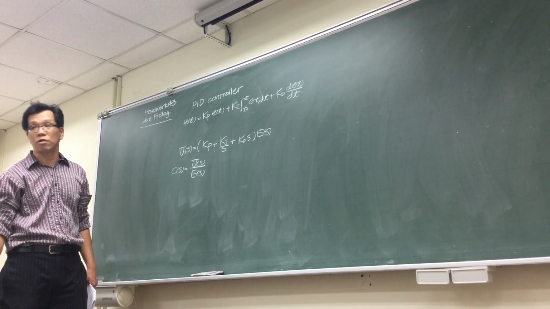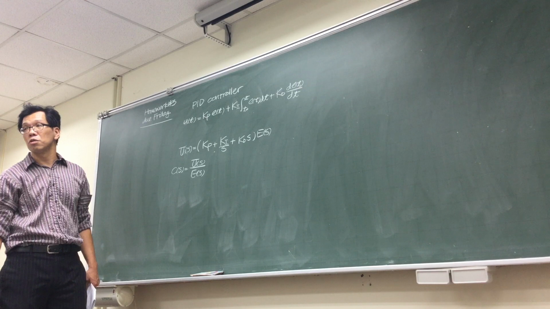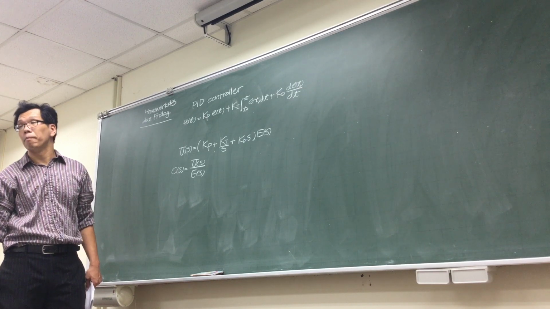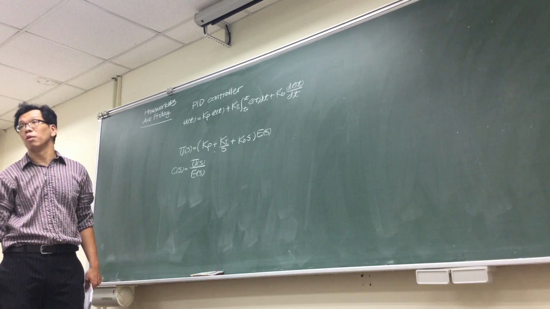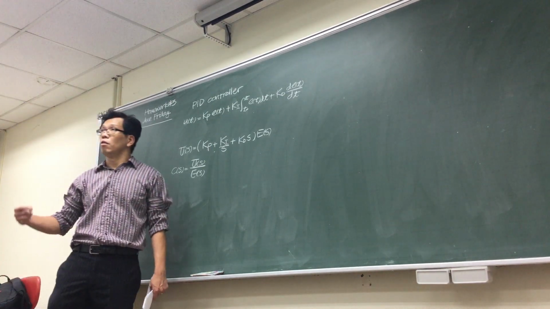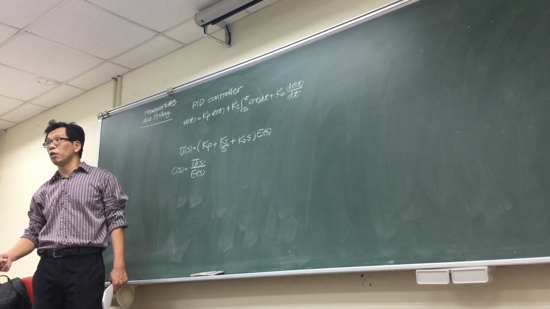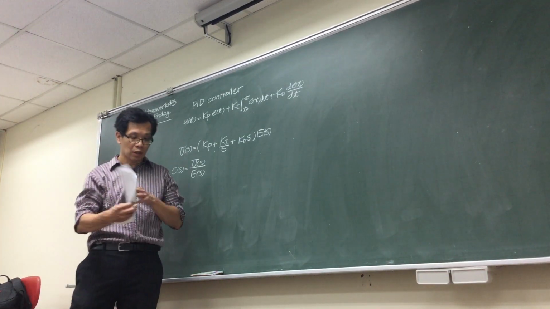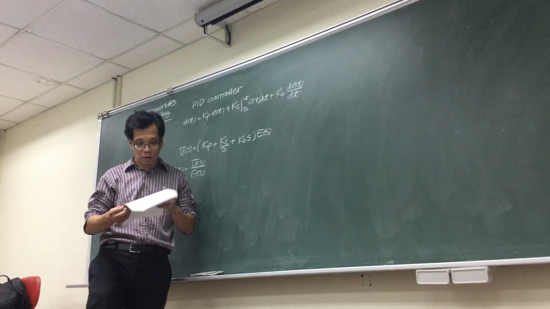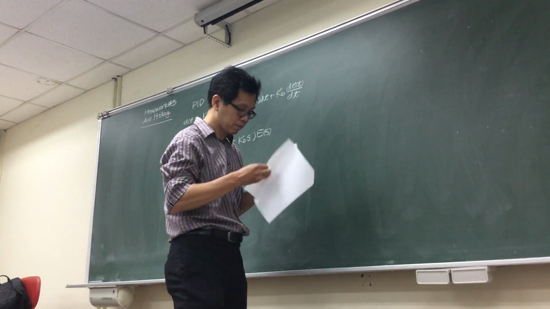So if we have a high gain system, we are going to reduce steady state error, but our damping ratio becomes smaller and smaller. So can we eliminate the steady state error when we design a controller? This time we're going to talk about the PD controller.